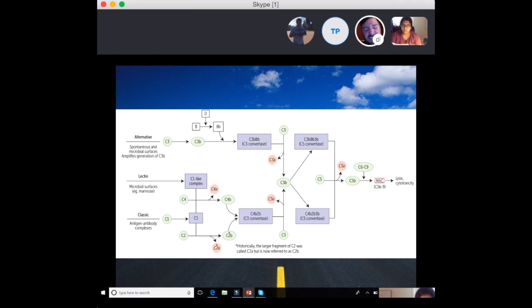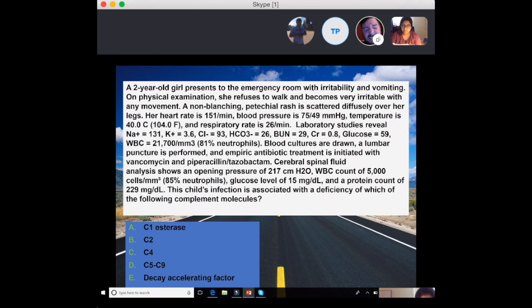I'm not going to go over the lectin pathway, because it's not very important, and it has essentially the exact same pathway as the classic. The only thing that you should know about this one is that it can be triggered by mannose. Other than that, nobody cares. I've actually never seen a question on the lectin pathway. So, we have a question.